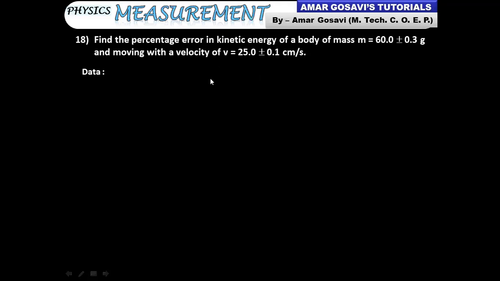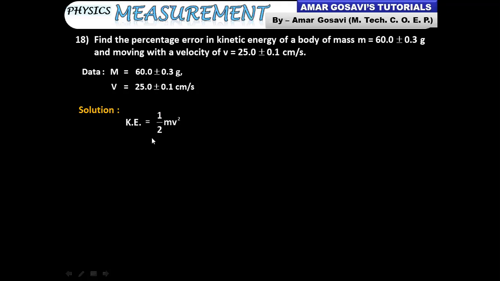So here the equation of kinetic energy will come into picture. Okay, this is a more complicated one as compared to yesterday's questions which we have solved. So let's see once for all how we work it out. Mass is measured like this: 60 plus minus 0.3 gram. Velocity is 25 plus minus 0.1 centimeter per second. So how you work it out? You need to know the formula for kinetic energy, friends. It is half mv square, you all know. Here half is not a quantity. Mass and velocity is a quantity. So half won't come into picture when we estimate percentage error, because half is not a quantity. It's an experimental value.